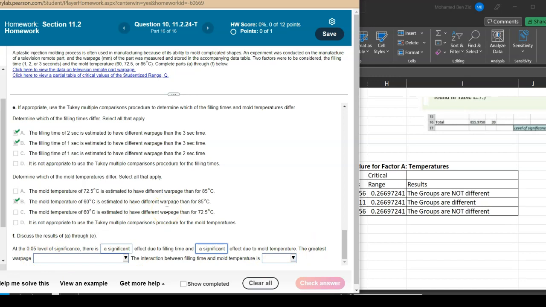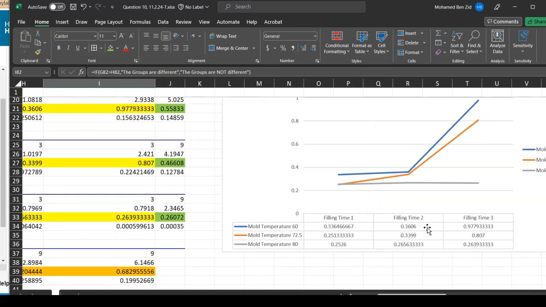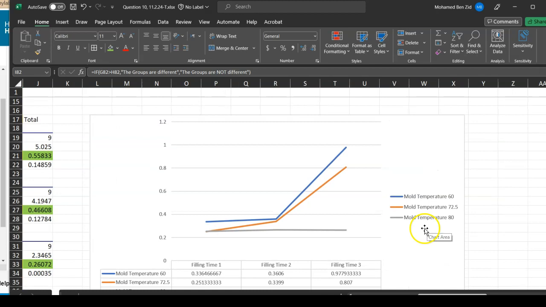Now, the greatest warpage, we can use the chart for this. The greatest height point here is under filling time 3, and that's happening for temperature 60 and temperature 72. The 80 is not moving, it doesn't change. So the greatest is going to be in filling time 3.